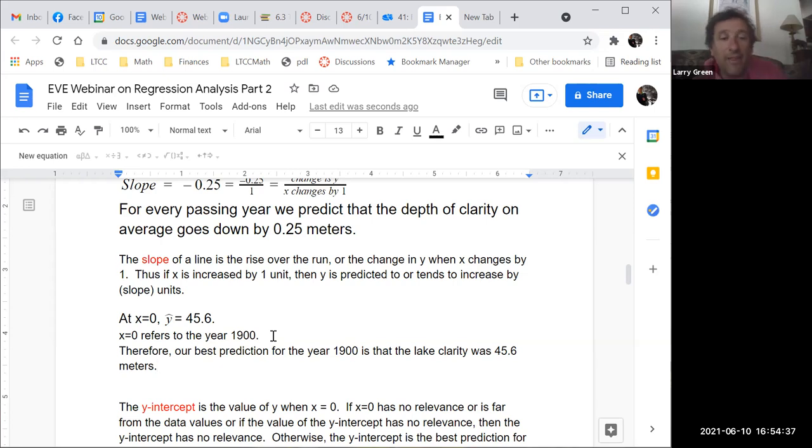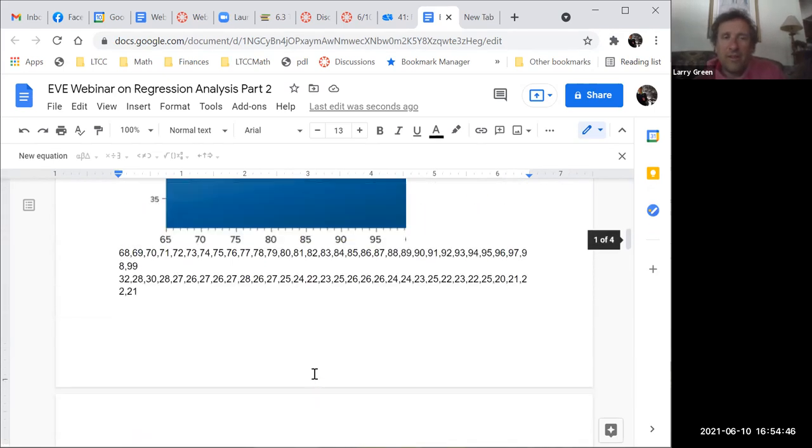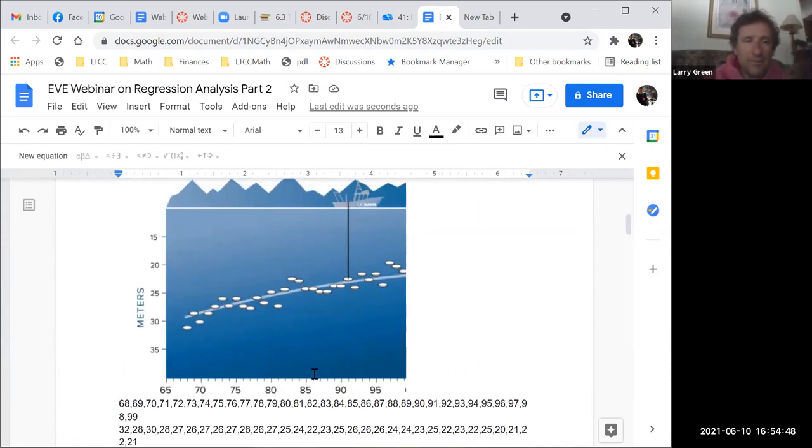So let me read it again, and then I'm going to show you the picture again. Our best prediction for the year 1900 is that the lake clarity was 45.6 meters. What's the problem with saying that? Anyone know? And it's pretty deep. By the way, it's kind of a nice pun, just by mistake. It's pretty deep as in deep clarity, but more importantly, it's deep in terms of thinking about it.